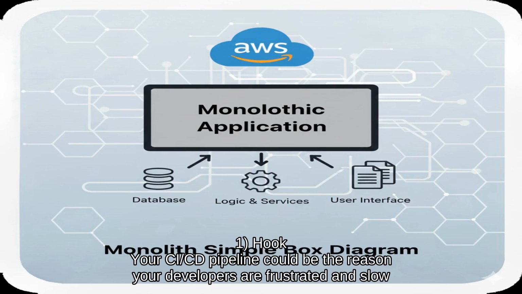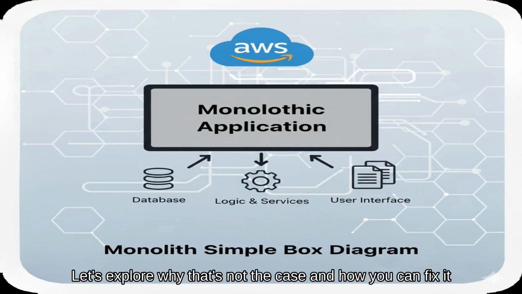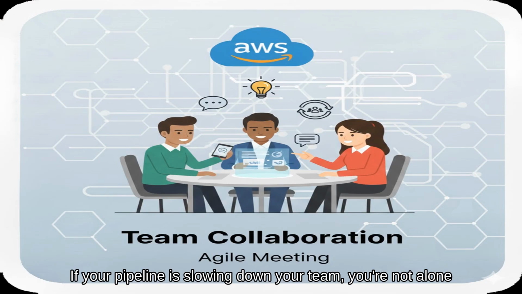Your CI/CD pipeline could be the reason your developers are frustrated and slow. Imagine a world where code flows seamlessly from developer to production. Let's explore why that's not the case and how you can fix it. If your pipeline is slowing down your team, you're not alone.